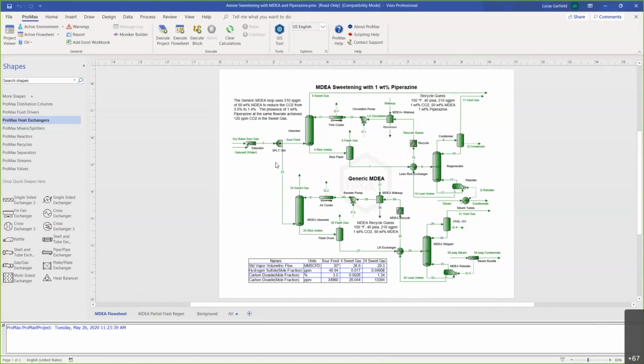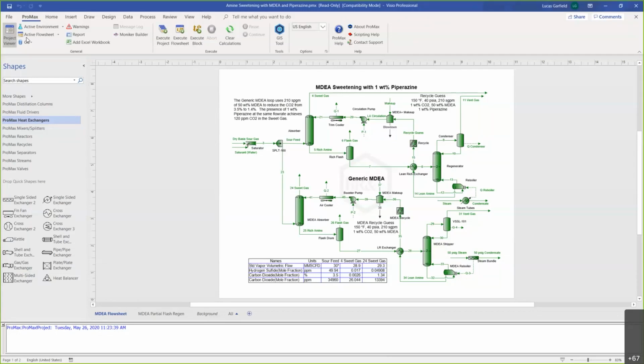When you simulate an amine sweetening process, you're going to be absorbing these acid gases with a basic solution that's primarily water. So there's a couple things going on. We need to make sure that we've got a property package that will work for that. And what that means is we need an electrolytic property package that allows species like carbon dioxide or hydrogen sulfide to dissociate and participate in that acid-base chemistry.